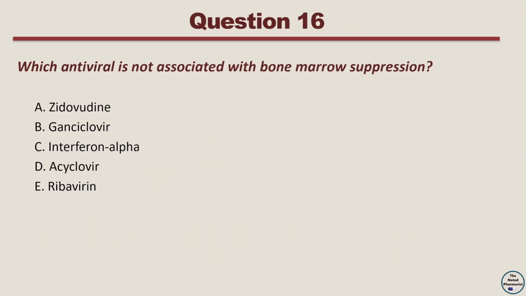Question 16. Which antiviral is not associated with bone marrow suppression? Option A, zidovudine. Option B, ganciclovir. Option C, interferon alpha. Option D, acyclovir. Option E, ribavirin.